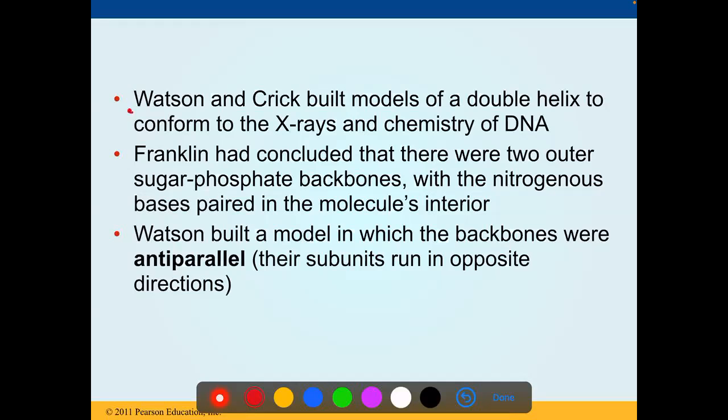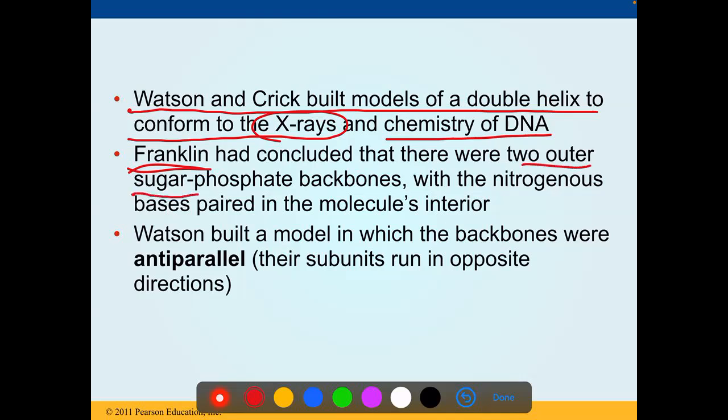Anyway, Watson and Crick built a model of the double helix from this X-ray picture and the chemistry of DNA. It's a controversy, but anyway, Franklin had concluded that there are two outer phosphate backbones, okay, this is Rosalind Franklin, and that the nitrogenous bases pair in the molecule's interior. That is a really big piece of information.